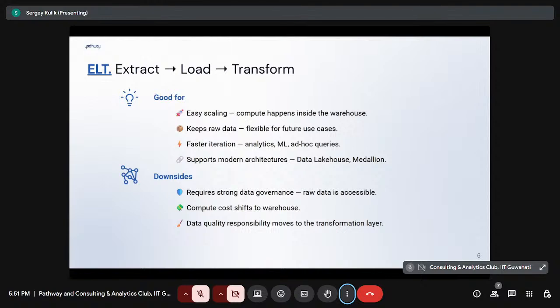Well, the downside is that, as we discussed with ETL, here we don't clean any personal information. So we need to have stronger data governance, because if we occasionally export the data and then understand that it has some personally identifiable information, it can lead us to some troubles with the audit department, which is really strict in big organizations. Also, as I have said, compute costs are shifted to the warehouse.